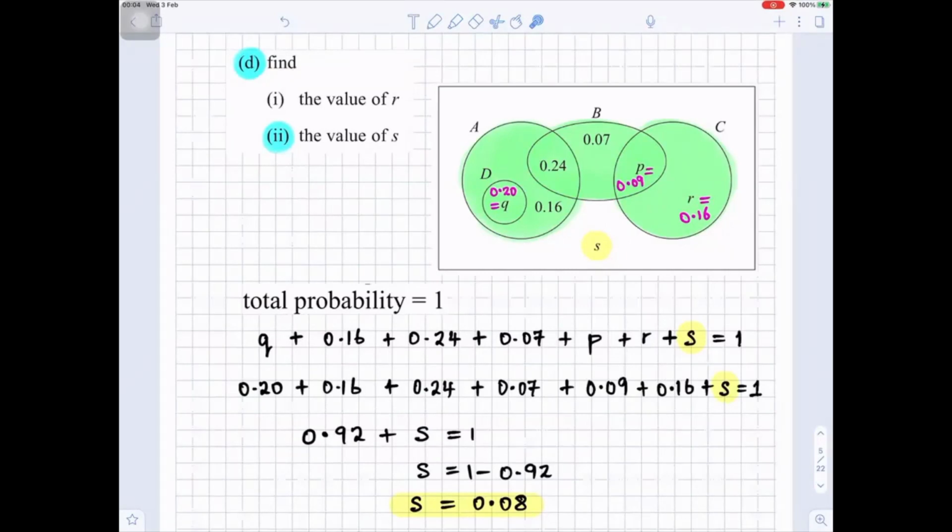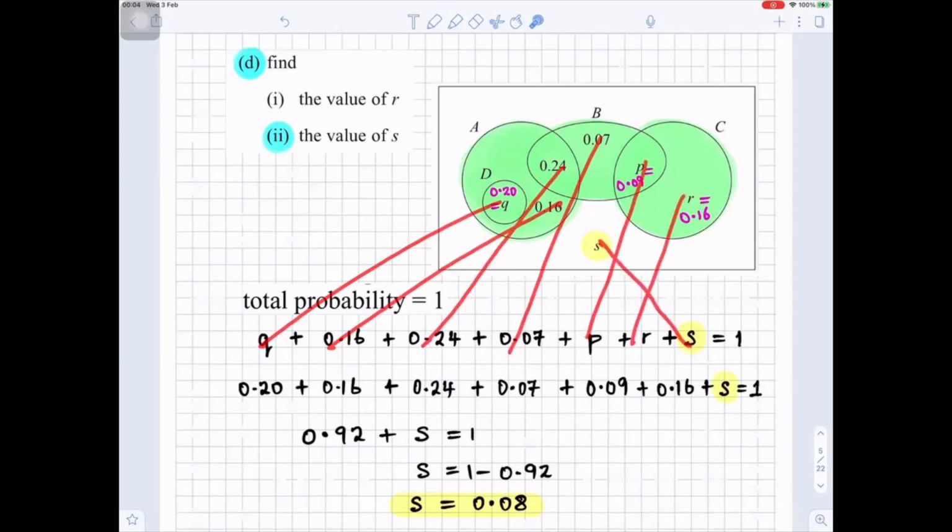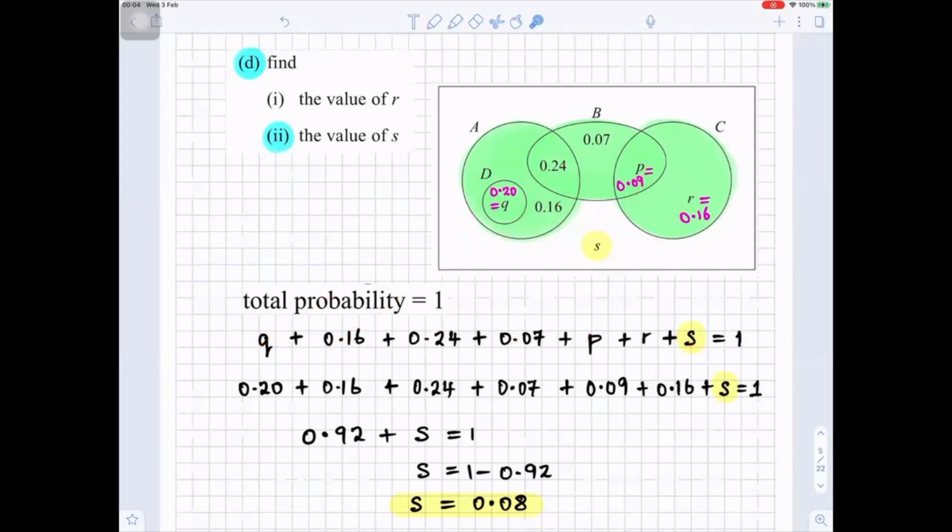So total probability is always 1. That means if you add everything which I've colored green there, plus whatever is outside, which is called S, that would be 1. So Q plus 0.16 plus 0.24 plus 0.07 plus P plus R plus S is equal to 1. Add all of them, you get 1.